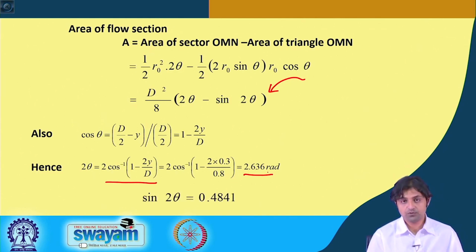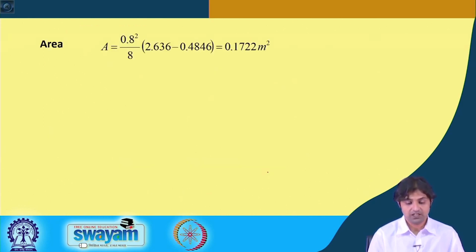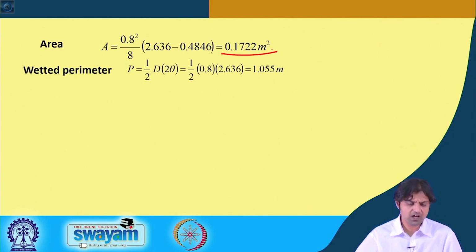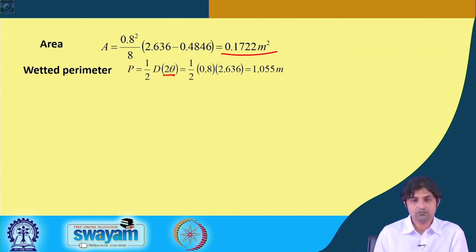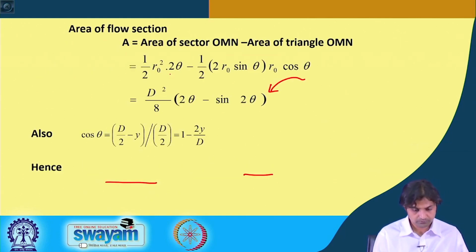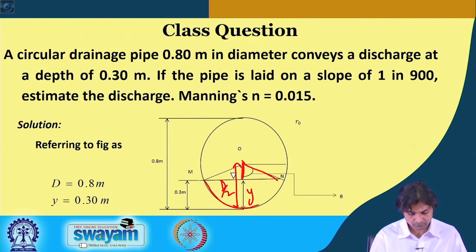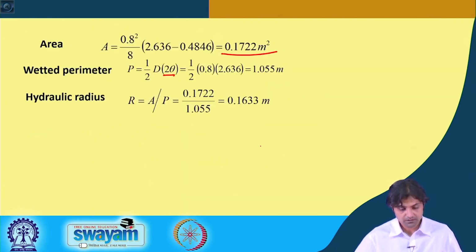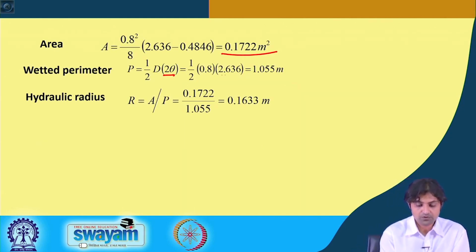So, sin 2 theta is going to be 0.4841. We have substituted the value, found theta, and sin 2 theta also. The area therefore comes out to be 0.1722 meter square. Now, what is the wetted perimeter going to be? It is simple, half d into 2 theta, so r into 2 theta. We could write r 2 theta or d by 2 into 2 theta. Therefore, it is going to be 1.055 meter.